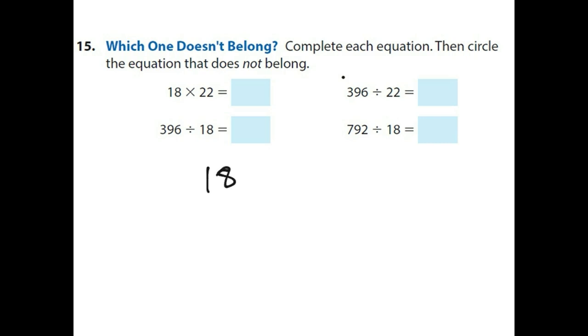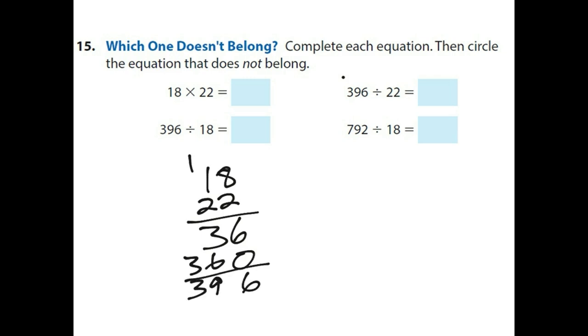Alright, so 18 times 22. 2 times 8 is 16. Carry that 1. 2 times 1 is 2, plus 1 is 3. Of course, if you knew that 2 times 18 is 36, you could have just done that real quick, huh? 396.